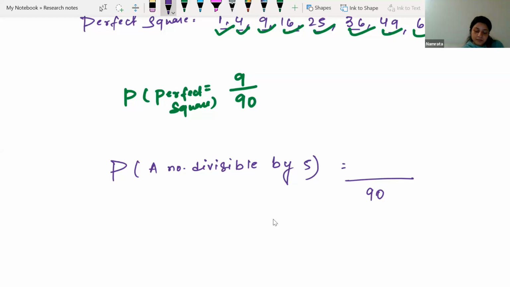Total 18 numbers. So total 18. 5 is the number which is divisible by 5. So divisible by 5. Then we can write 5 times 4 is 20, 5 times 5 is 25, 6 times 30, 7 times 35, 8 times 40, 9 times 45, 10 times 50.